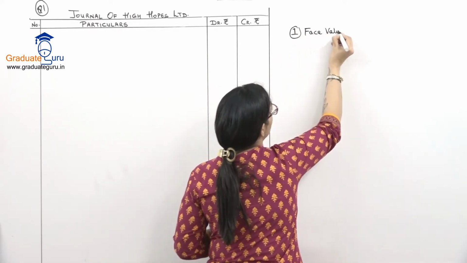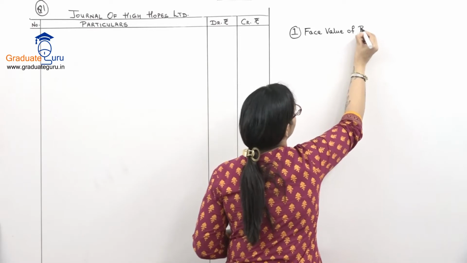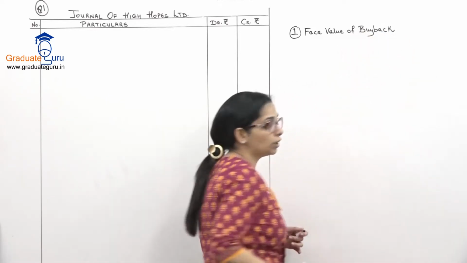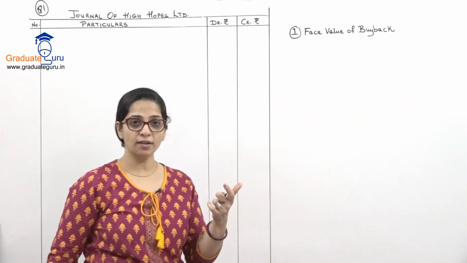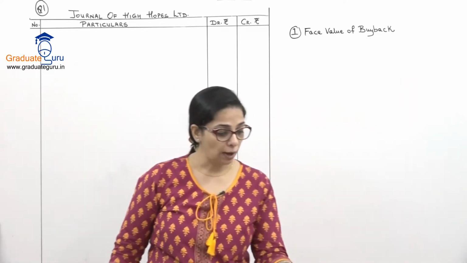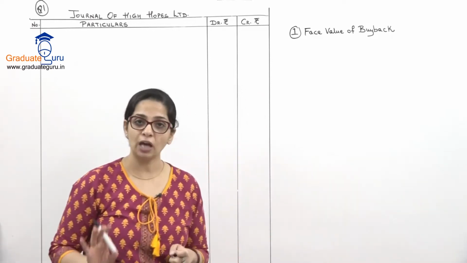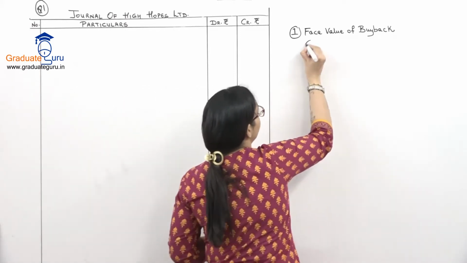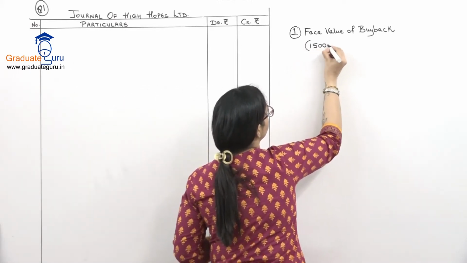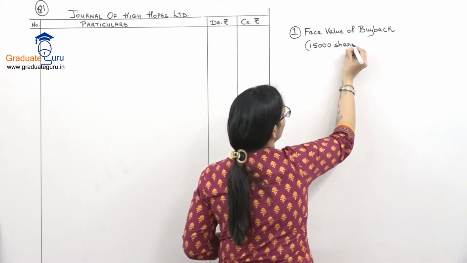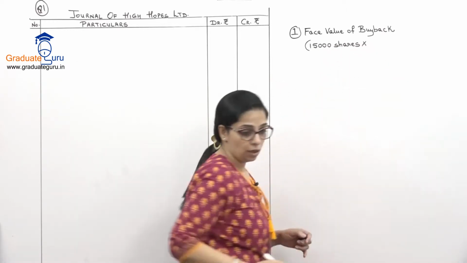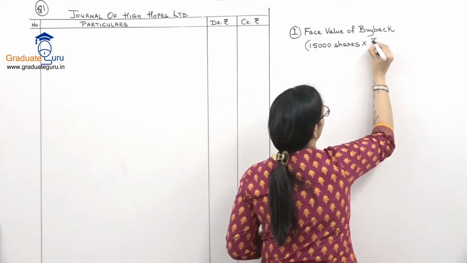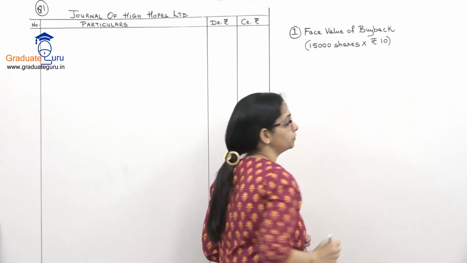So the face value of buyback. Now, what is the face value? Number of shares into face value per share. Here the number of shares given is 15,000. We have to buy back 15,000 shares. And what is the face value per share? The face value is rupees 10.